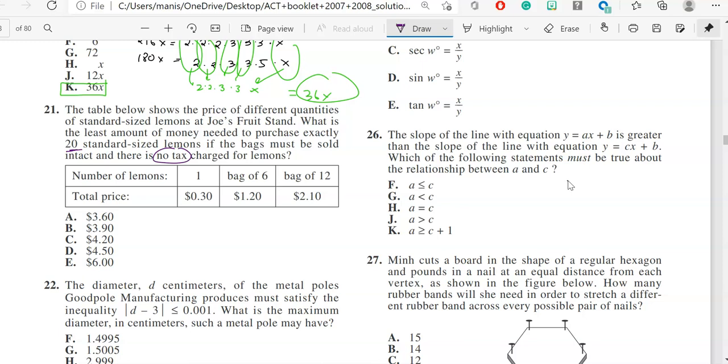So we need 20 lemons. One bag is 12, so let's take one bag of 12. We can take one bag of 6 and we can take two lemons like this. So this is $2.10 plus $1.20 plus 30 cents plus 30 cents. When you add all of these numbers, you will end up with $3.90. So option B is the correct answer choice for question number 21.